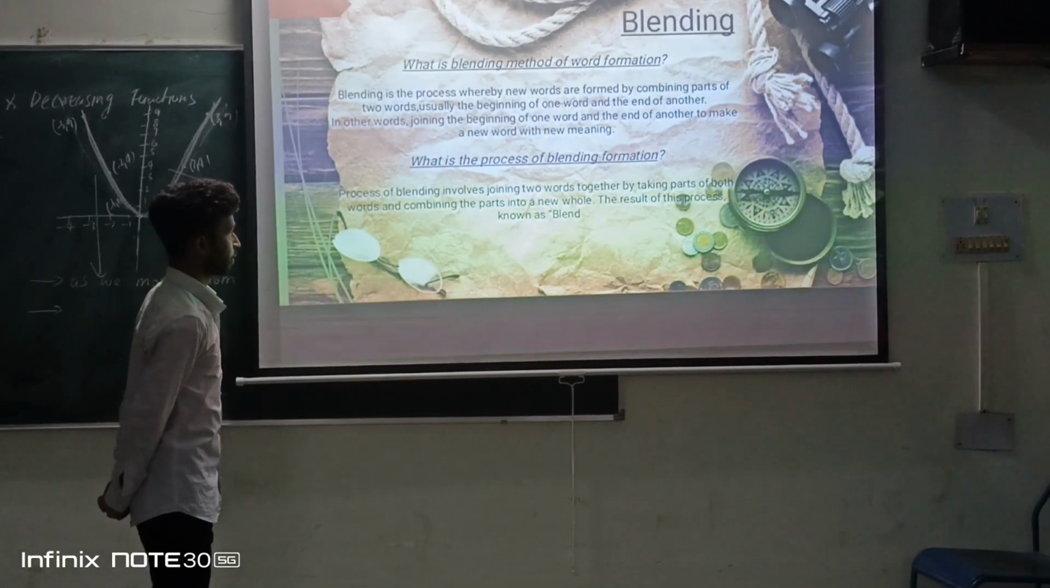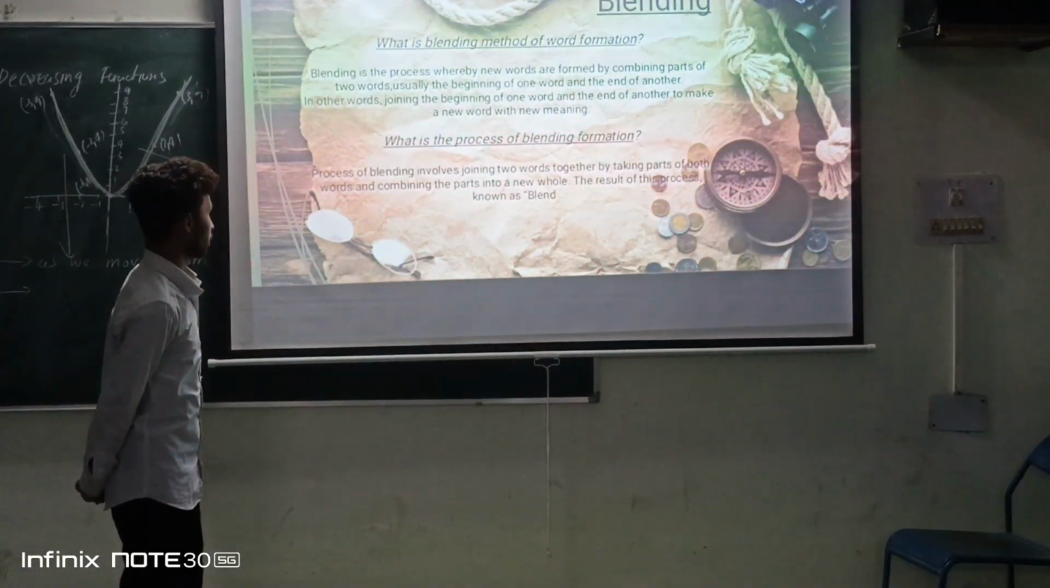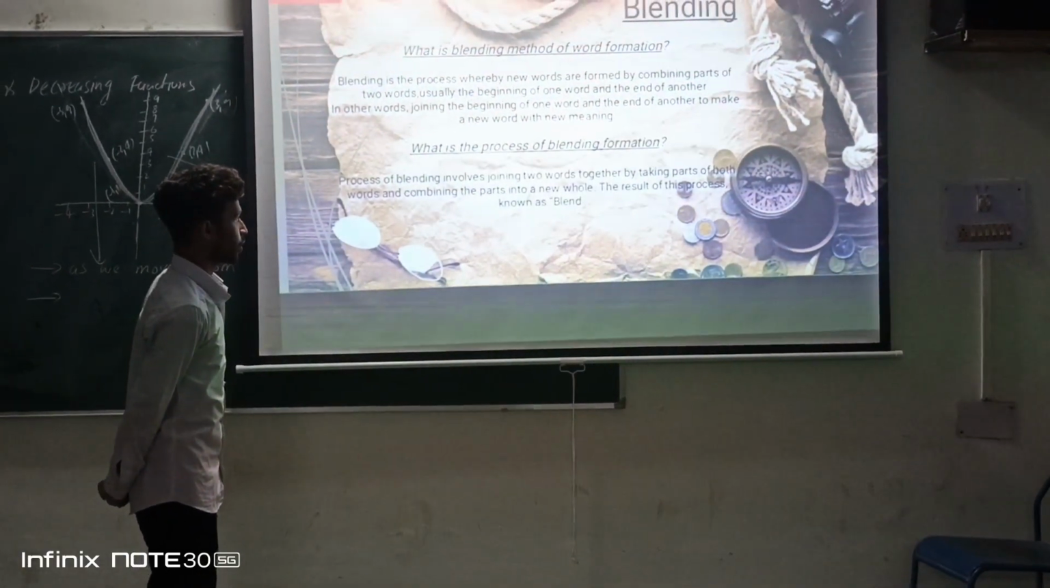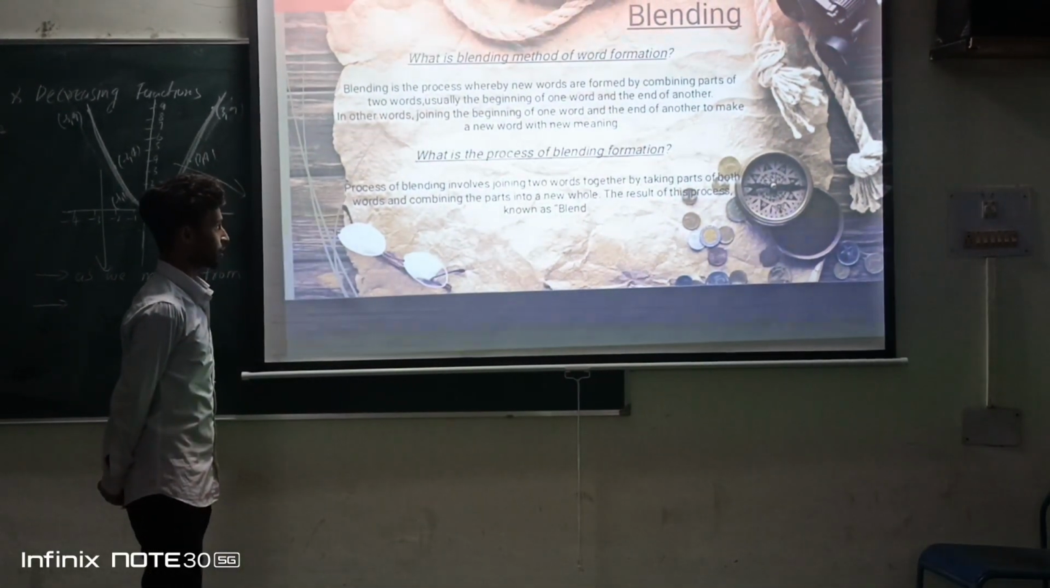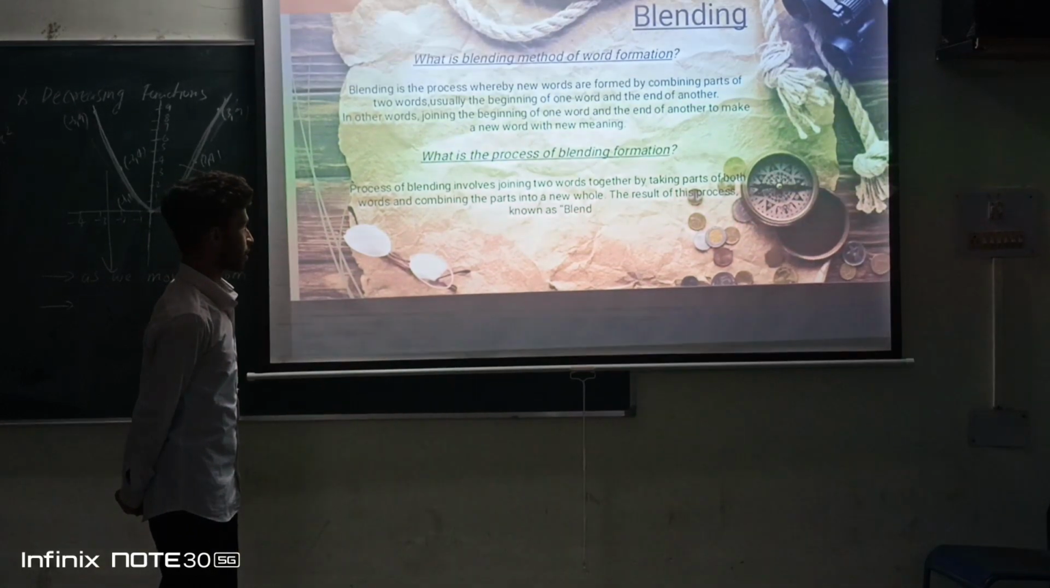What is the process of blending? The process of blending involves combining words together, taking part of a whole word and combining the parts into a new whole. The result of the process is known as a blend.